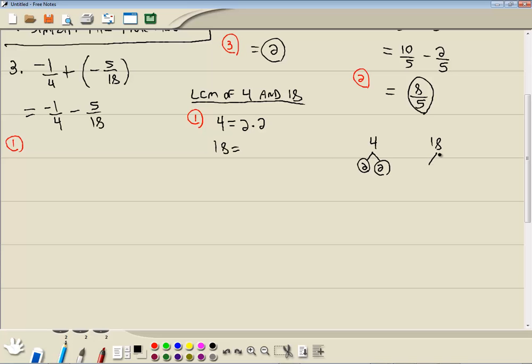If we look at 18, we start with our first prime, which is 2. It is divisible by 2. 2 times 9. 2's prime, so we circle it. Now we're going on. The 9, we're still on the 2. It's not divisible by 2, so we go to our next prime, which is 3. And it is divisible by 3. 3 times 3. So this one would be 2 times 3 times 3.